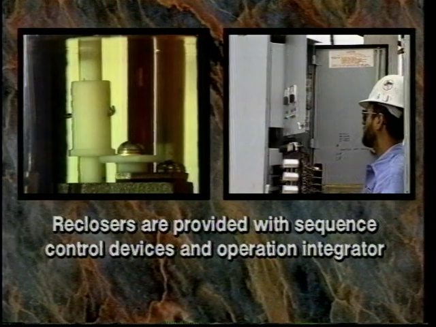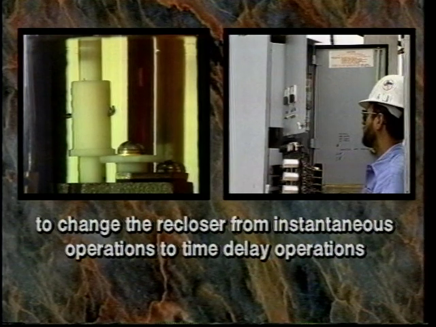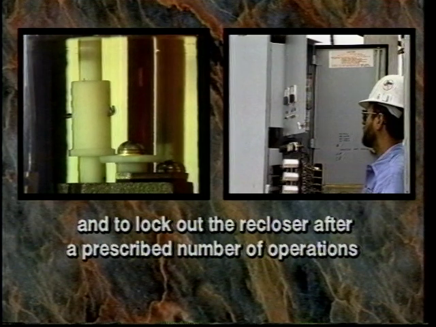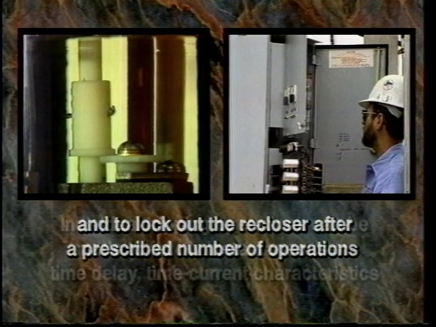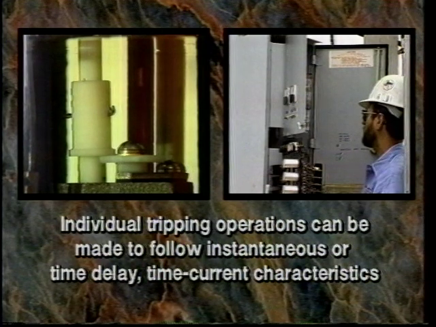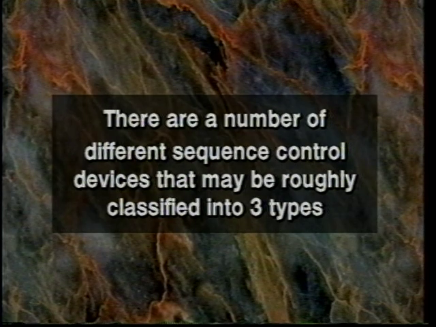Control. Reclosers are provided with sequence control devices and operation integrator to change the recloser from instantaneous operations to time delay operations and to lock out the recloser after a prescribed number of operations. Individual tripping operations of a recloser can be made to follow instantaneous or time delay, time current characteristics. There are a number of different sequence control devices that may be roughly classified into three types.